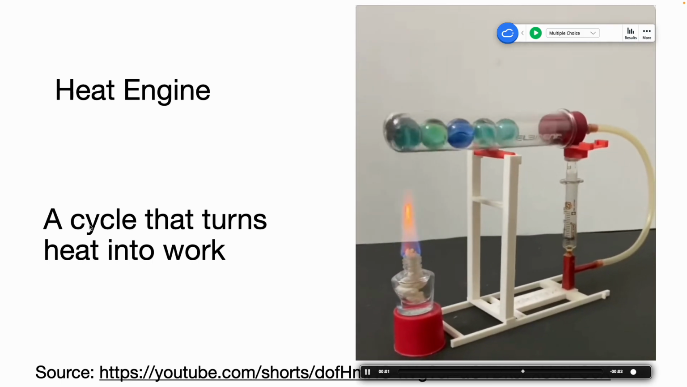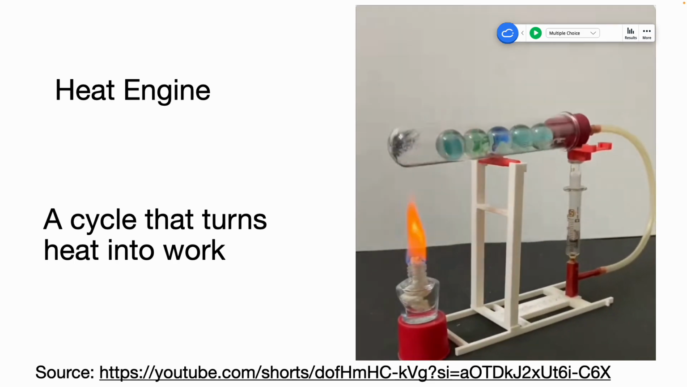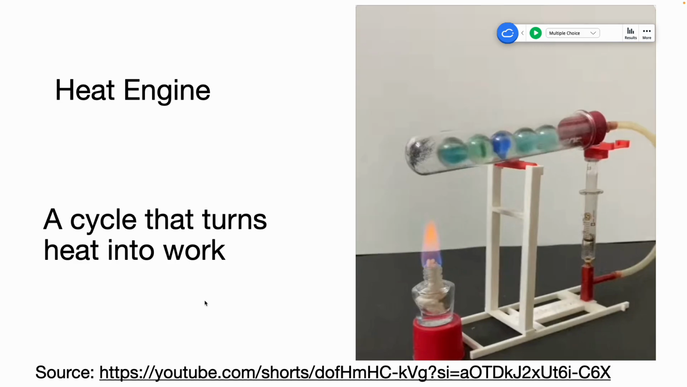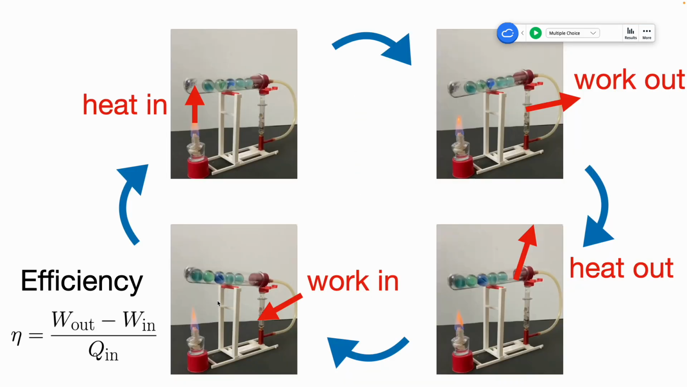This is not the only type of heat engine. It just needs to be a cycle because you want to reuse your engine. You don't want it to be single use. And you can design a cycle in many different ways. This is just one of the ways. So you see, in the beginning, the marbles are on the right, so the gas is right on top of the flame. When the gas is right on top of the flame, heat can flow in, and then the pressure of the gas increases and it expands. So now the gas will expand and push the piston down.